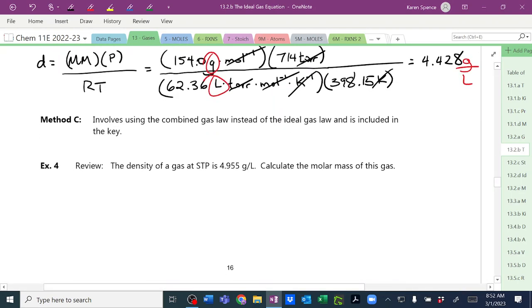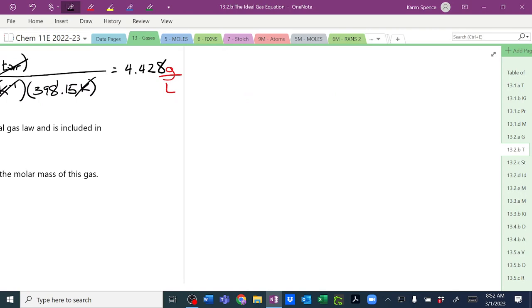Okay, there is a method C that uses the combined gas law instead of the ideal gas law. It is included in the key. Would you like to see method C? Yes? Okay, excellent. Method C, the combined gas law.